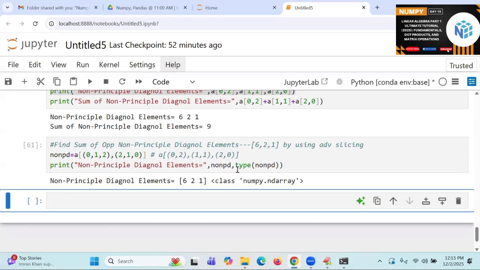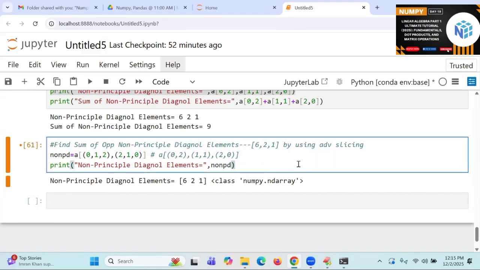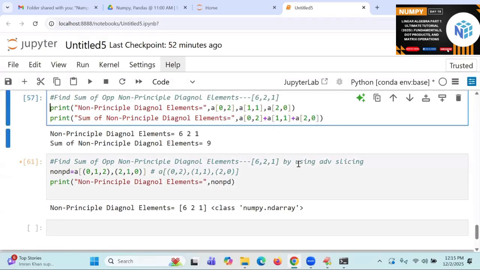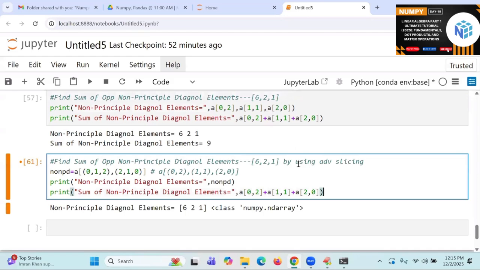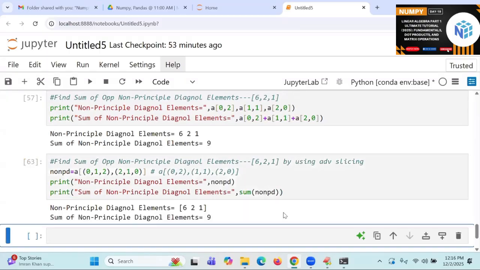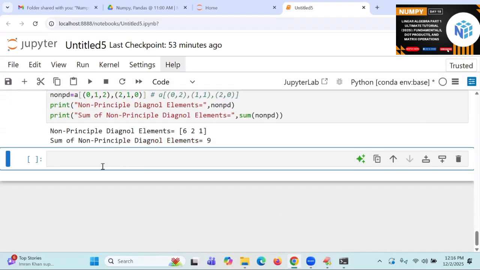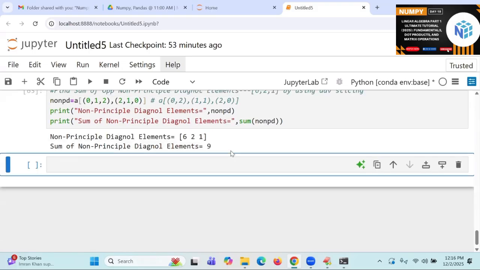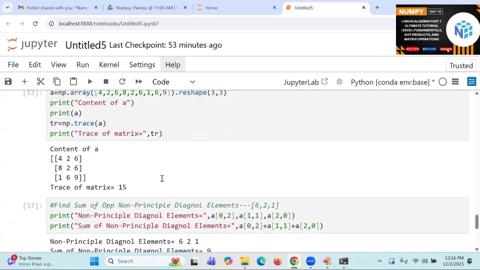So I will go for applying. These elements are coming. I will go for the sum I want to find out. So here I'm going to write it. I will apply here. Sum of NONPD. Will the sum come out? Yes. What is that now? 9 will be coming. Are you following? That is also one more way. Whatever question comes, 100% you will answer when you apply your intelligence. Okay now? Right. This is related to the concept of non-principal diagonal elements, how we are getting it.